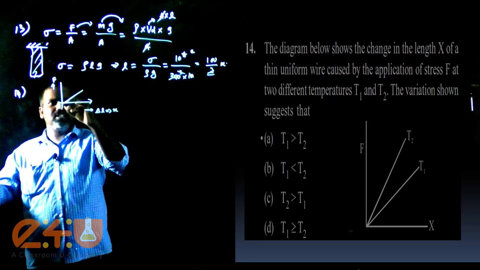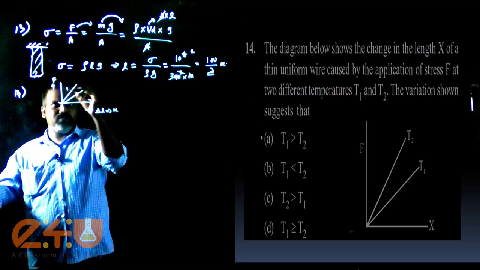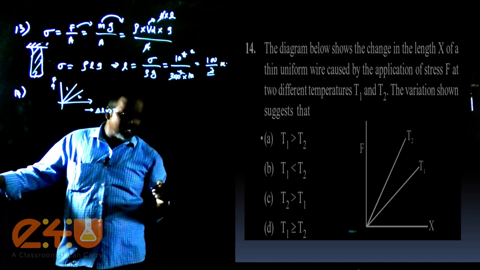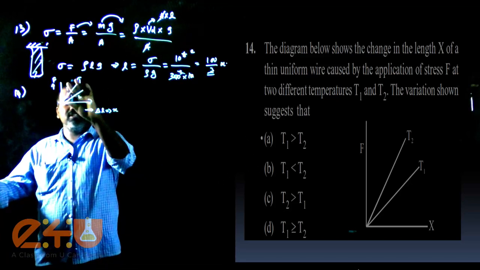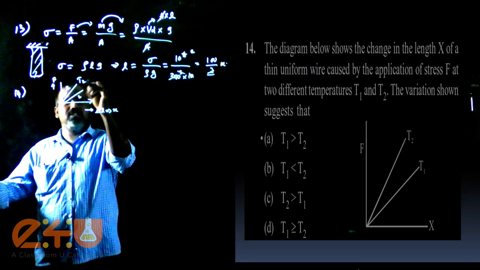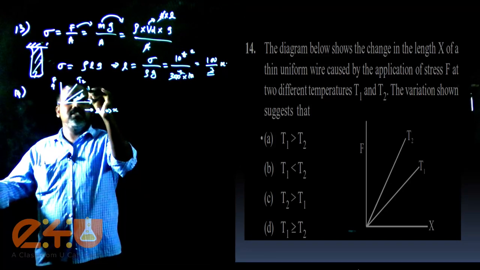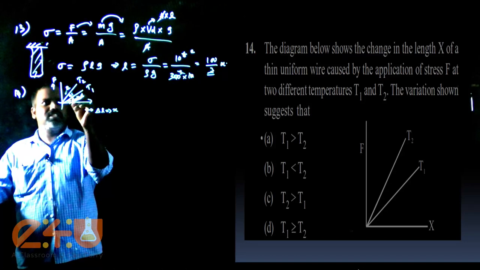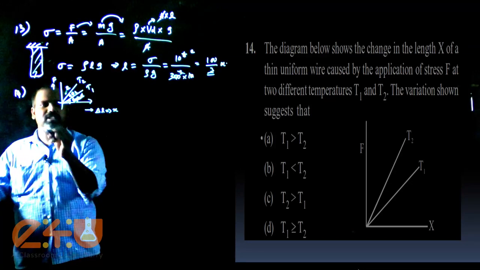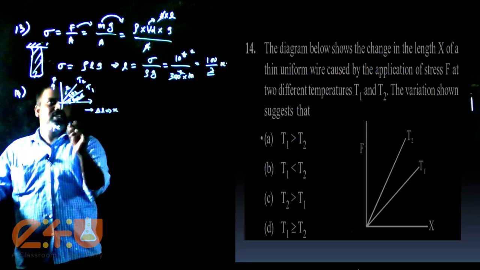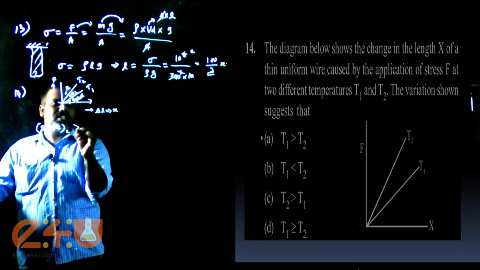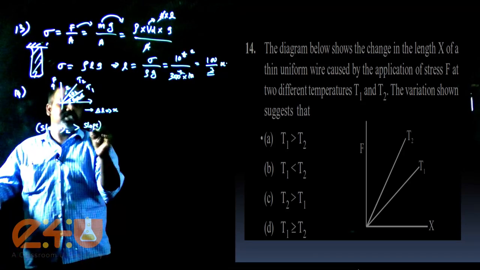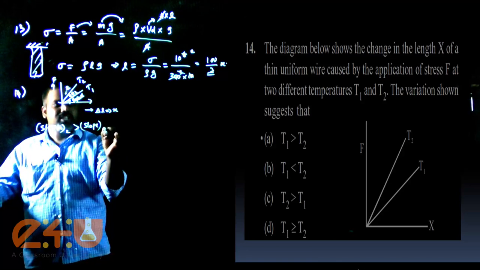So we just say, for example, this is graph 1 and this is graph 2, and the temperatures are given. Take this as 2 with T2, and this as 1 with T1. The slope is nothing but tan theta. So just see, this is theta 2 and this is theta 1. Therefore, slope 2 is greater than slope 1. So that is the information we get from the graph.